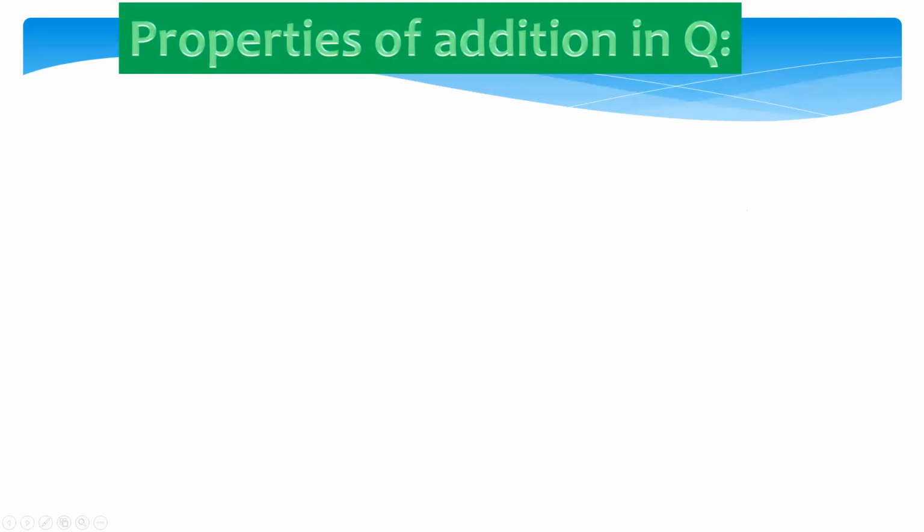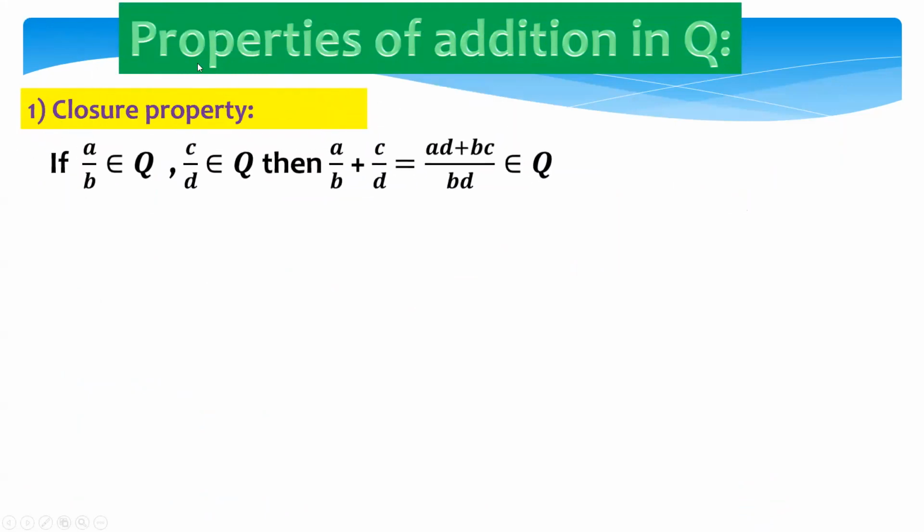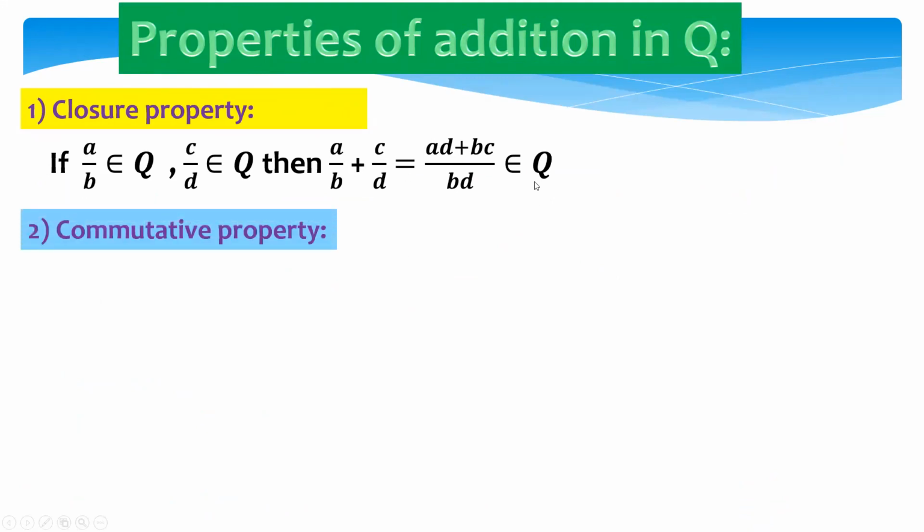Operation. Now we take the properties of the operation of addition in rational numbers. The first property of addition in rational numbers is closure. Closure property. What is the meaning of closure? When A over B belongs to Q and C over D belongs to Q, then A over B plus C over D belongs to the same set of rational numbers.